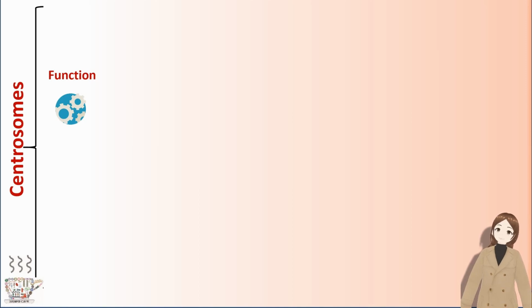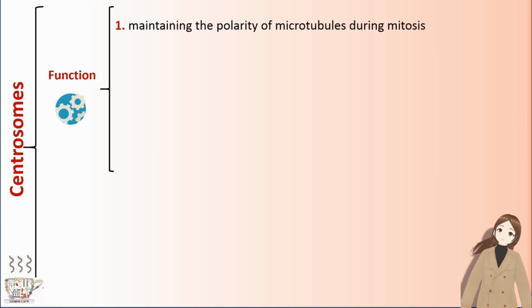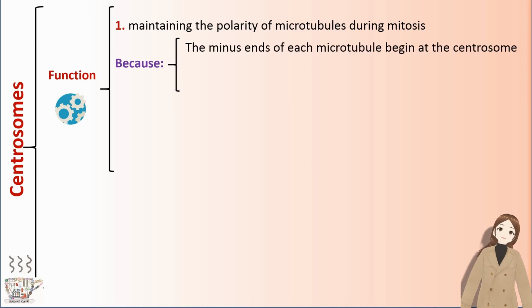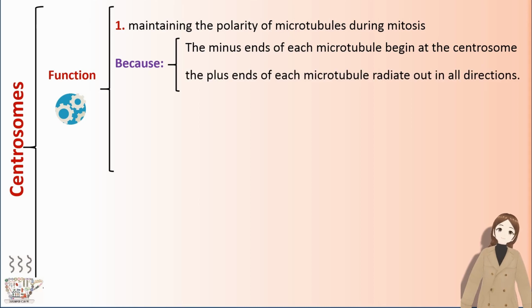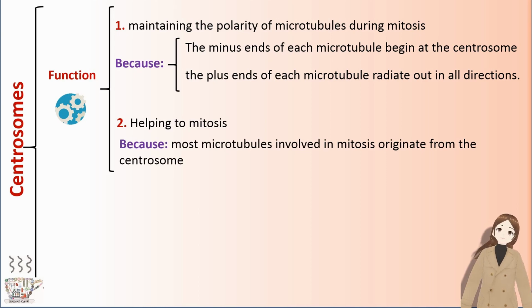Centrosomes play a role in maintaining the polarity of microtubules during mitosis, because the minus ends of each microtubule begin at the centrosome, and the plus ends of each microtubule radiate out in all directions. Another function of centrosomes is helping mitosis, because most microtubules involved in mitosis originate from the centrosome.